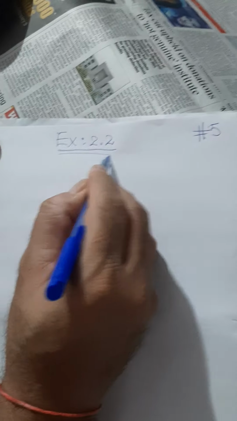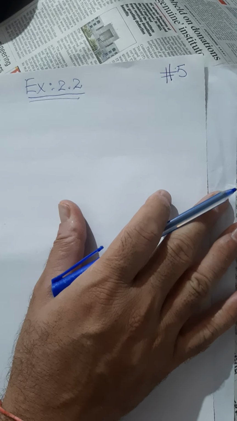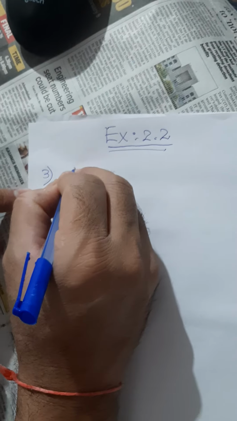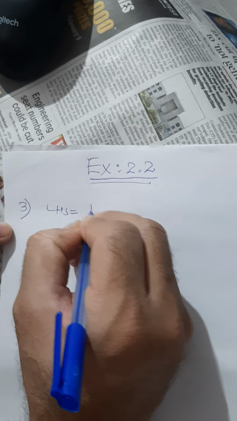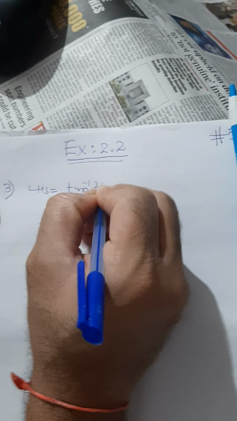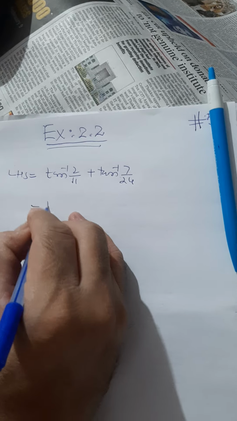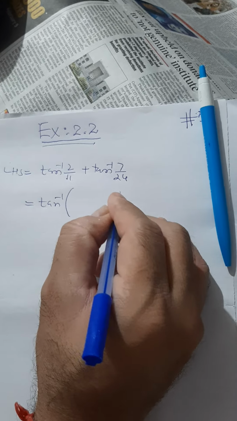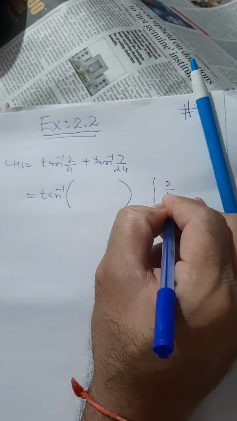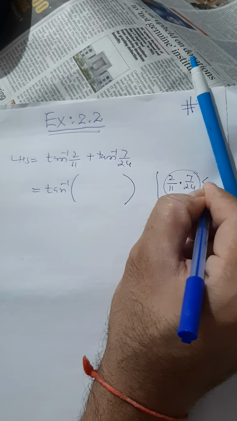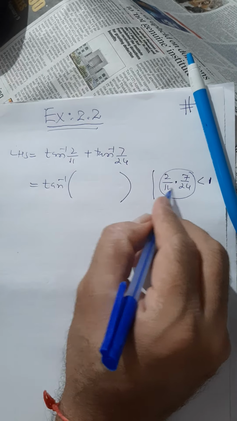So now I'll go to exercise 2.2. There I'll start with the third question first. Their left hand side is tan inverse 2 by 11 plus tan inverse 7 by 24. Now it's like tan inverse x plus tan inverse y. Remember, I've checked indirectly, 2 by 11 into 7 by 24 is less than 1. So xy is less than 1.